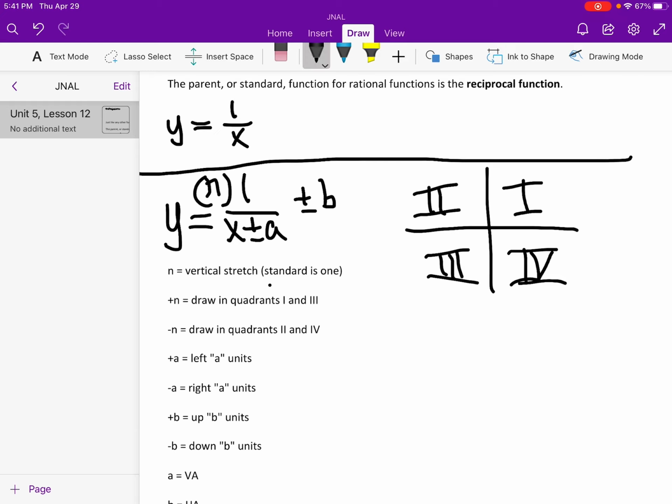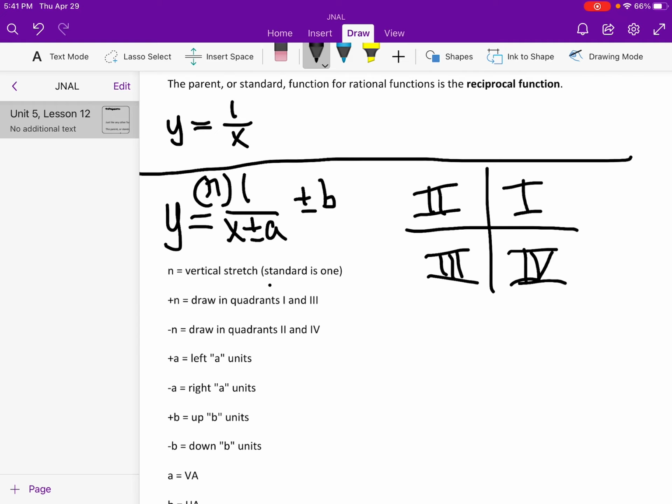So we have this standard equation here. y equals n times 1 divided by x plus or minus a, and then aside from that, plus or minus b. So don't get confused by this. This is just something I created. It's not really something that your teacher would tell you, but it's to help me explain it. So n, whatever n is, could be a vertical stretch.